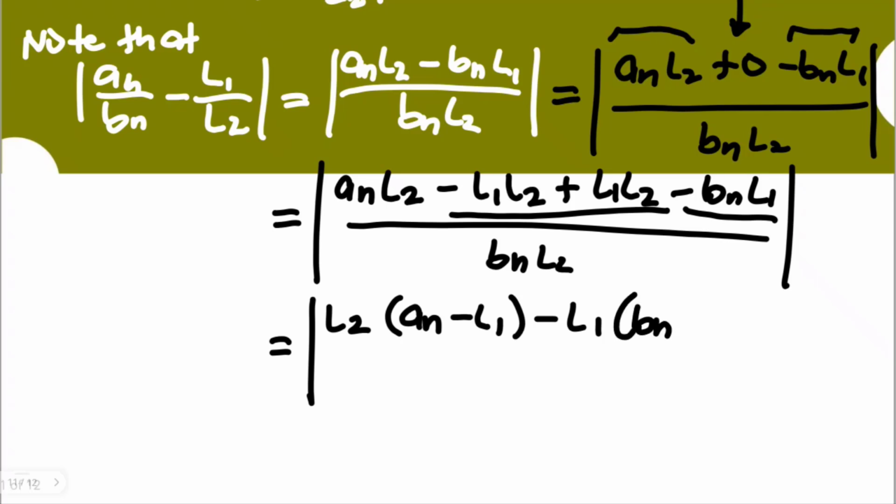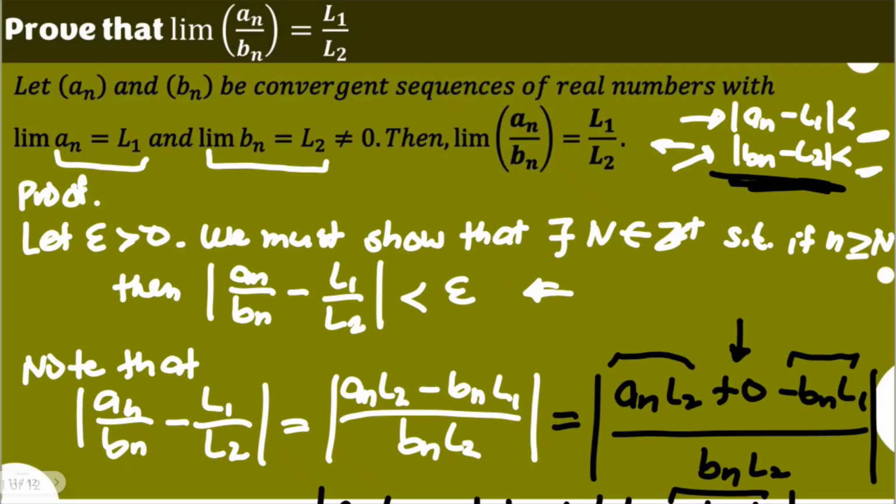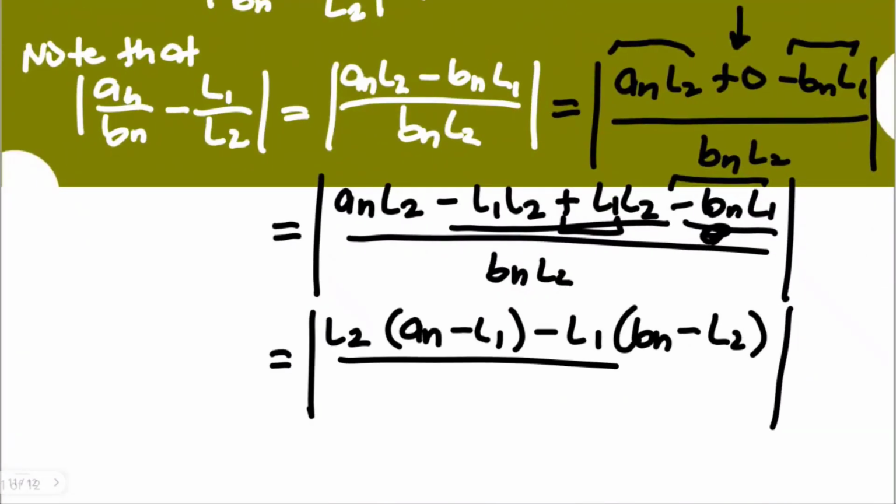B sub n minus L sub 2. Okay? So, that is when I took out negative L sub 1 from this. So, I have positive B sub n. As I take out negative L sub 1 from this, I have negative L sub 2. I need to do that because that is what I need here. B sub n minus L sub 2. Nevertheless, that's just mathematical processes, so you don't need to stress yourselves about that one.